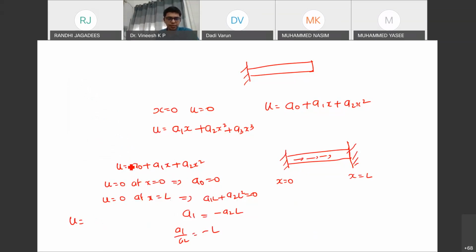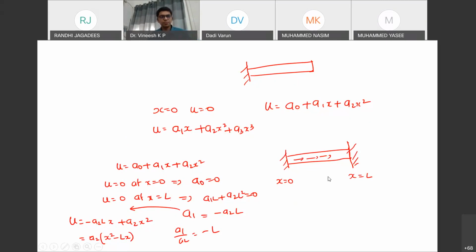So I can take minus a2 L x, that is equal to a1x plus a2 x square. So I can write as a2, I can take it out, a2 into x square minus Lx. So I can find out an expression. Otherwise, you just look at the problem.